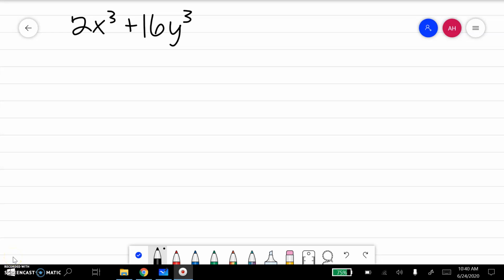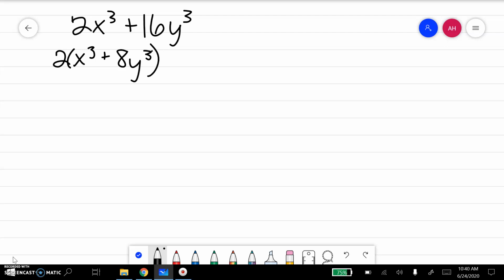All right, first thing we do with factoring is check for a GCF. So here, 2 and 16 are both divisible by 2. So the first thing we can do is take out a 2. And we have x cubed plus 8y cubed.